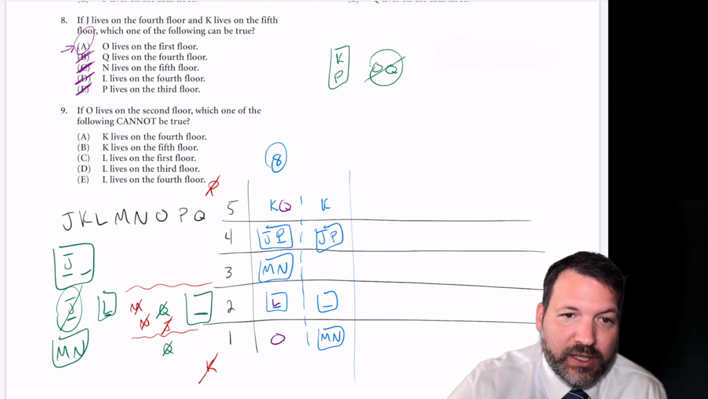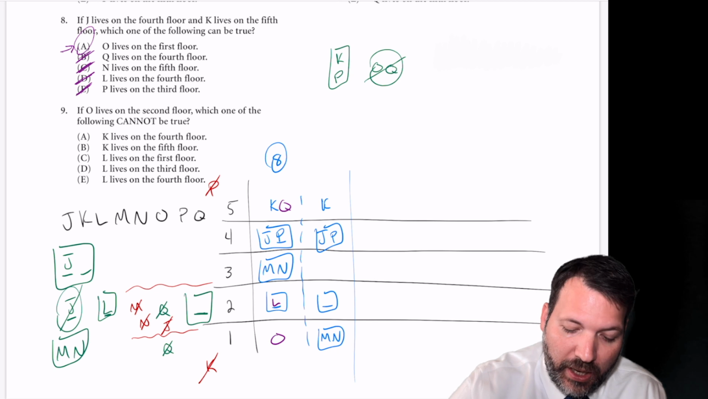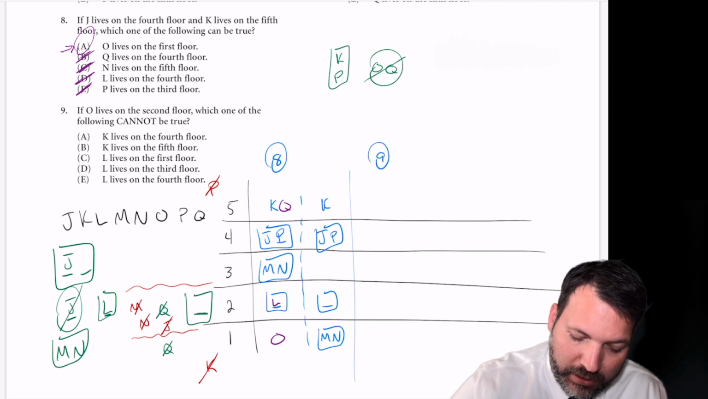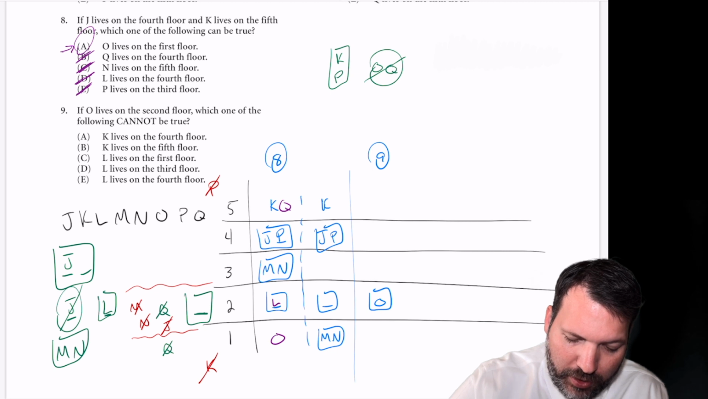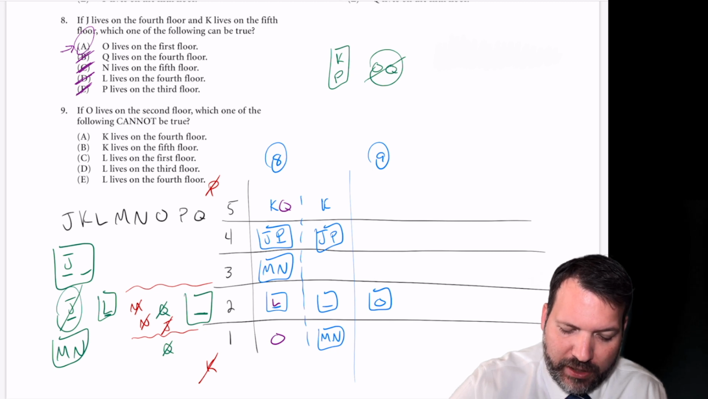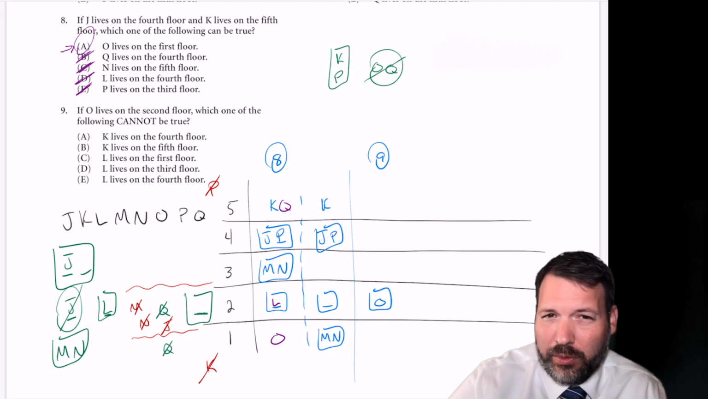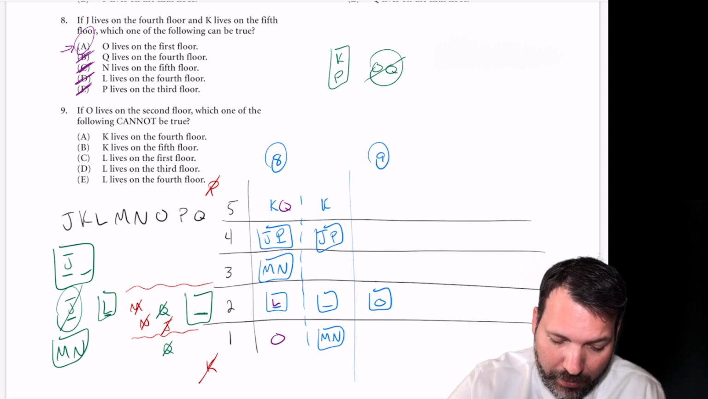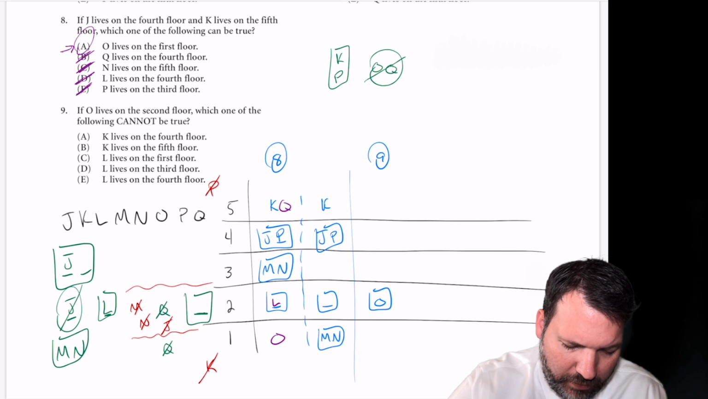If O lives on the 2nd floor, which one of the following cannot be true? Okay, so if O is on the 2nd floor, and we know that's a person by themselves, we don't know much more of anything. There's going to be somewhere that L is by herself, and so the other 3 apartments are going to have 2 each. All the other apartments have to be paired up somehow. I feel like that's not nearly enough, though.